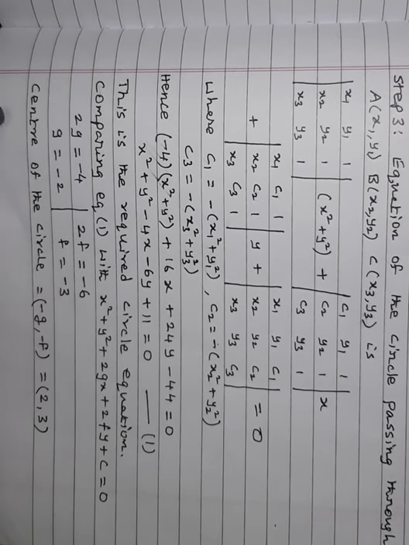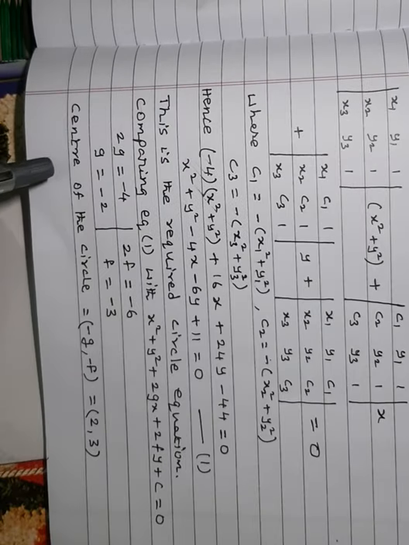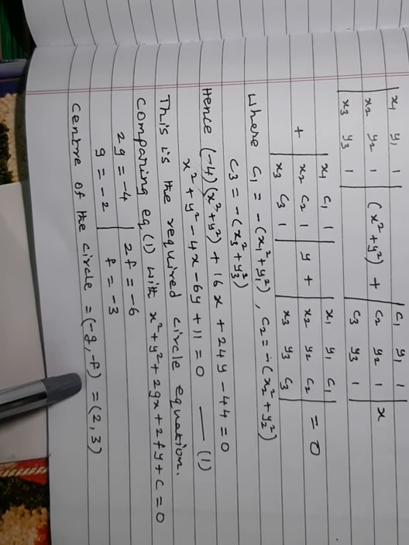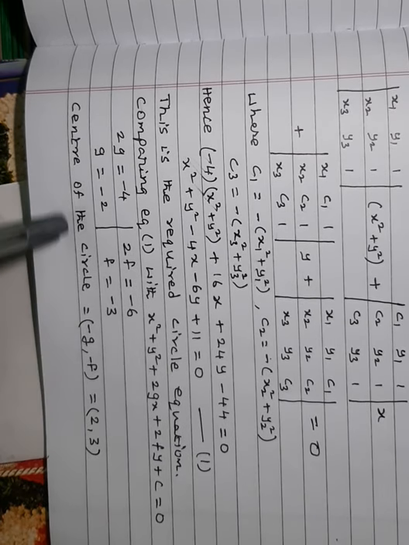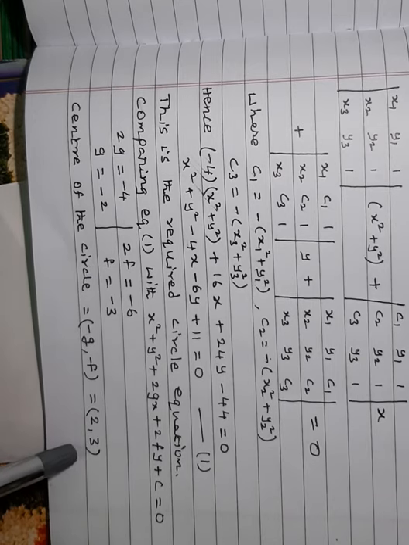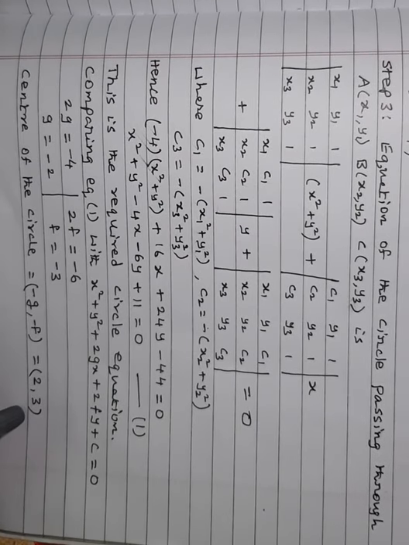The formula for the center of the circle is minus g comma minus f. Substituting g value and f value, we get the center of the circle as 2 comma 3. So hence the problem is completed.